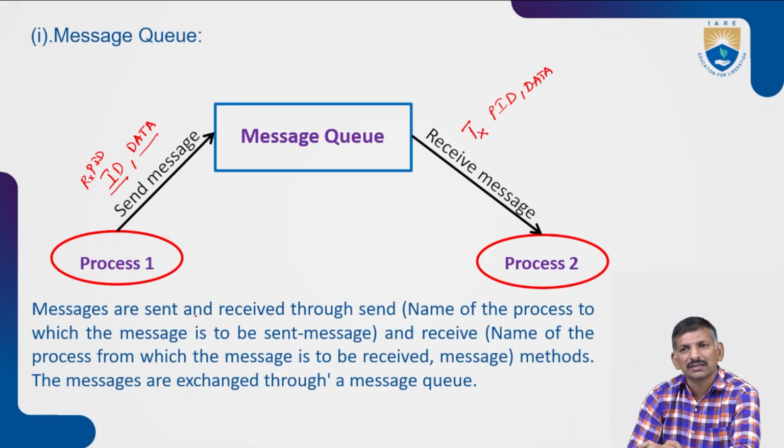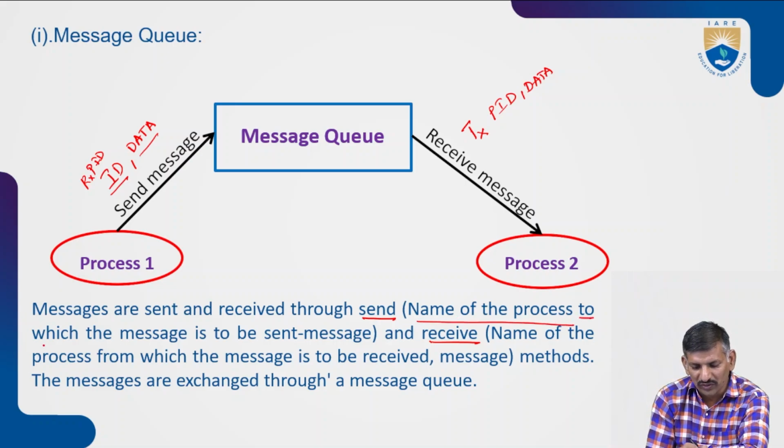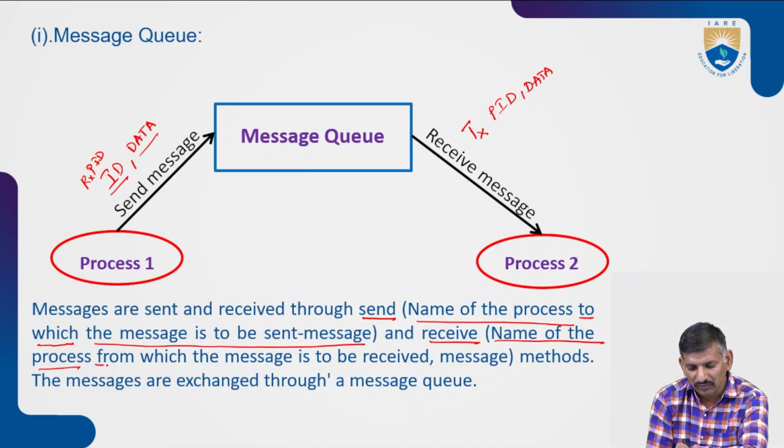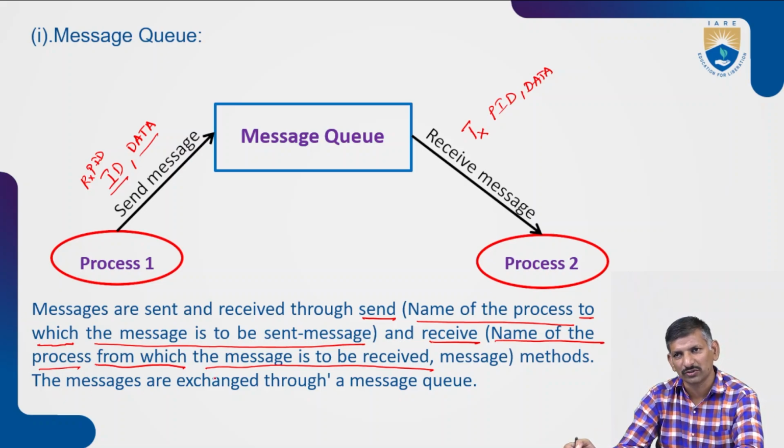So messages are sent and received through send and receive. The send message contains the name of the process to which the message is to be sent. Similarly, the receive message contains the name of the process from which the message is to be received. By using these two methods, send and receive, the messages are exchanged through a message queue.